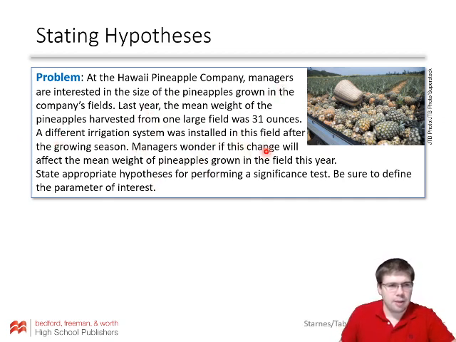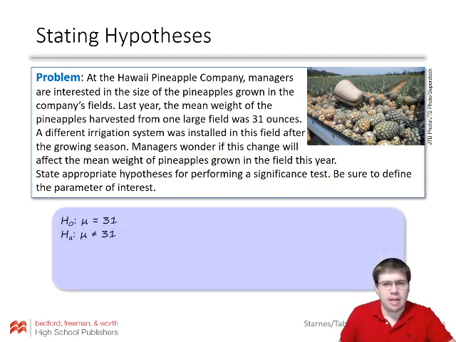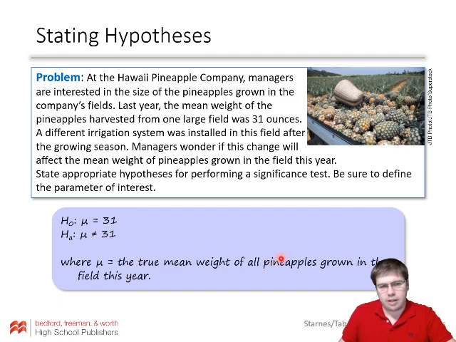looking for. So they wonder if this change will affect the mean weight of pineapples grown this year. So they're not actually speculating that it's going a certain direction. They would have to say, like, they expect it to increase. Is there evidence that it increased? That would be a one-sided test. This one is just saying, did this affect it? Is it different? And so this is why we will end up with a null hypothesis where the mean is the same, and an alternative where it's different. Did it affect things? And then we need to define that parameter, just like last unit, where we say mu is the true mean weight of all pineapples grown in the field this year.